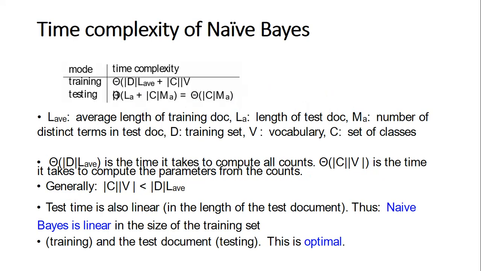The time complexity of the naive Bayes algorithm is linear, and the training and testing of the documents is quite optimal. Thus, it can provide us real-time classification.